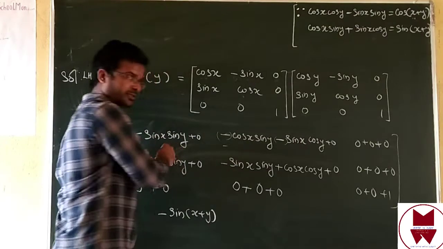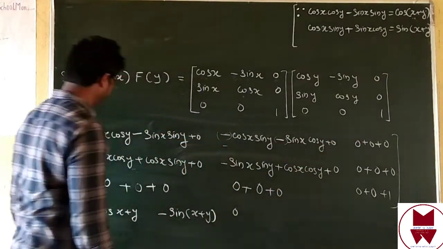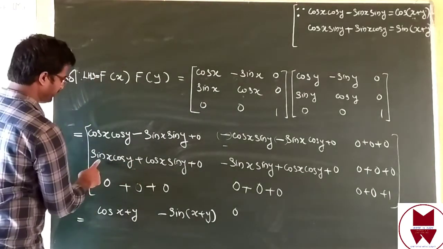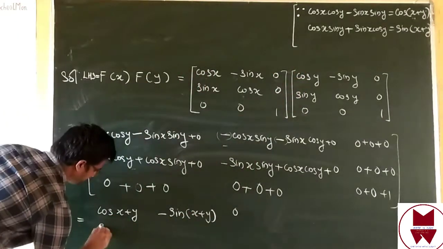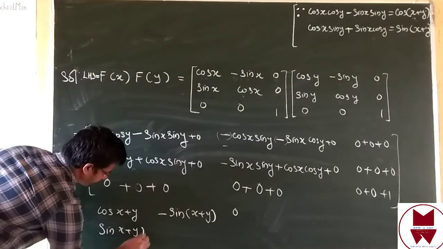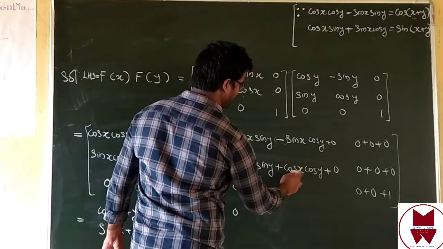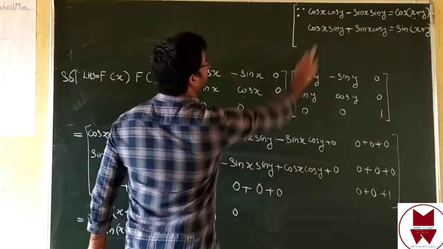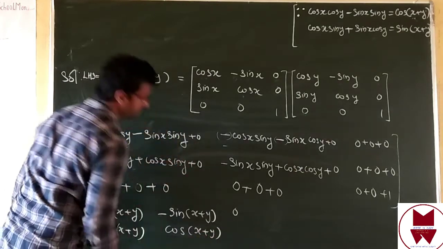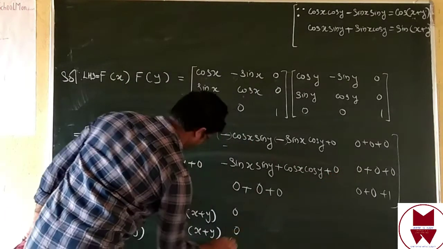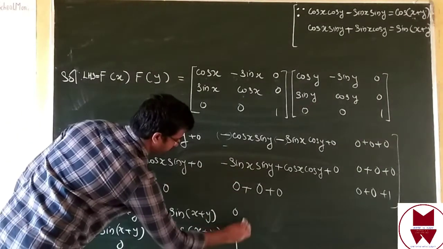I took out the minus, that minus only is this. Now all zero, like that. Then this one: what is this? Sin x cos y plus cos x sin y, that is the second formula, sin of x plus y. Here, cos x cos y minus sin x sin y, that is the first formula, cos of x plus y. Then this is 0. Then last, 0 plus 0, all 0. Second also all 0. And that is 1.